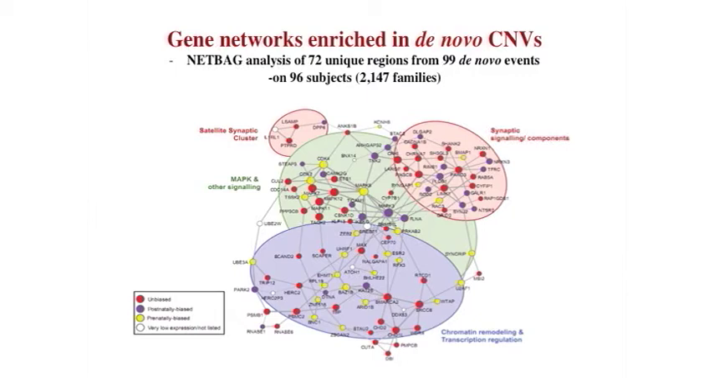So we can see that more often in cases over controls, we'll see genes involved in synaptic signaling, chromatin remodeling and transcription shown in blue, the MAPK and other signaling pathways grouped together in these presumed pathogenic events in these individuals that have been studied. So if you can just keep that in your mind, I'm going to come back to this in one of my slides in the last part of my talk.